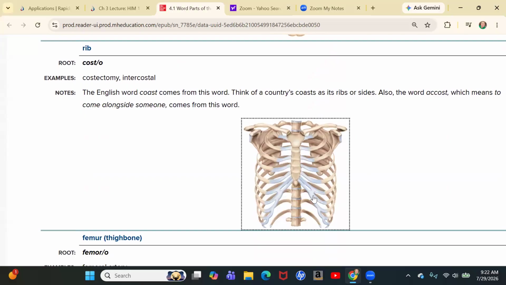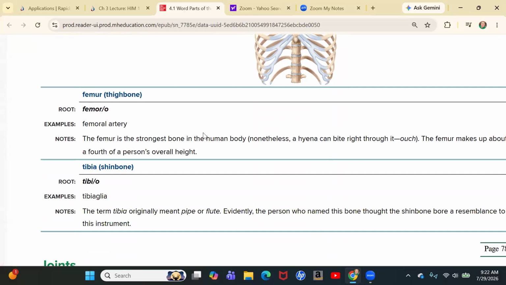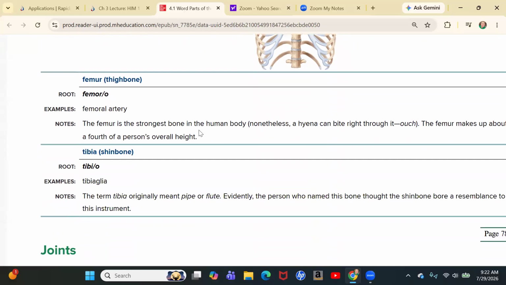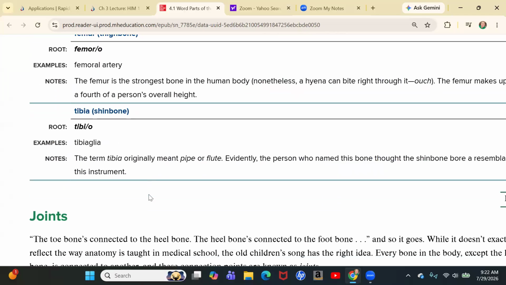Then you have the ribs, all combining form costo. You have your true ribs, your false ribs, and your floating ribs here. So costals, the intercostal muscles here between the costals here. We'll be learning about those here shortly. And then moving on down the bones of the lower leg, your femur, your thigh bone, and then your tibia, which is your shin bone.